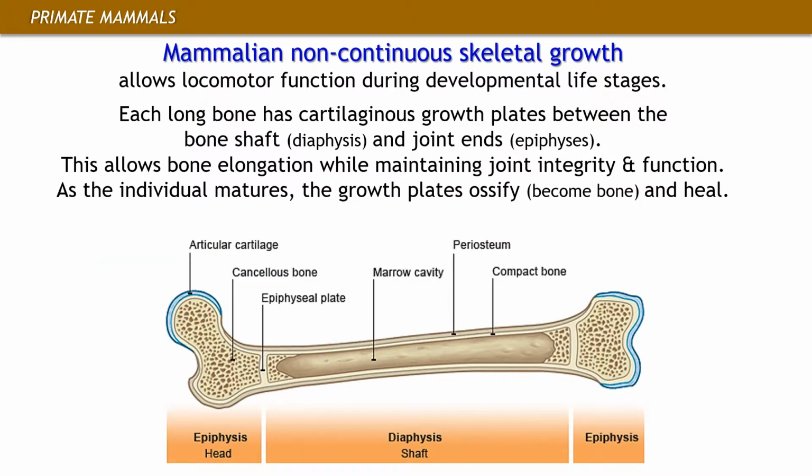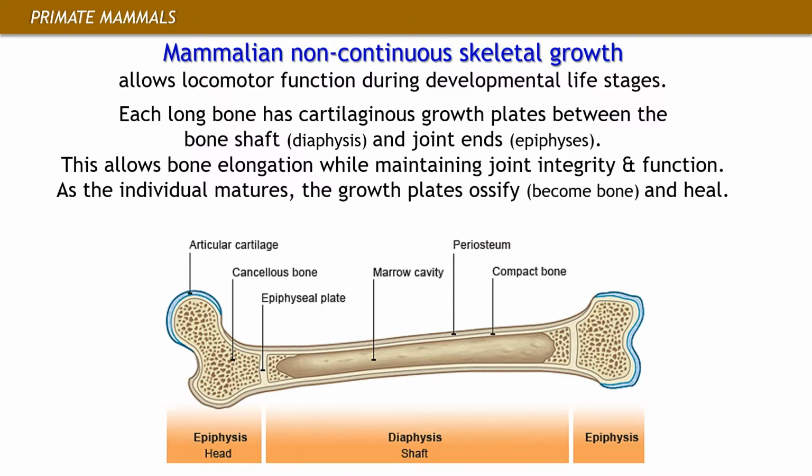All right, here's a very important characteristic of mammals. We have non-continuous skeletal growth. This allows locomotor function during developmental life stages. If you take a look at a reptile like a crocodile, they have continuous growth throughout their lives. So the largest crocodile in the pond is the oldest crocodile. With mammals, we have an end stage for growth.